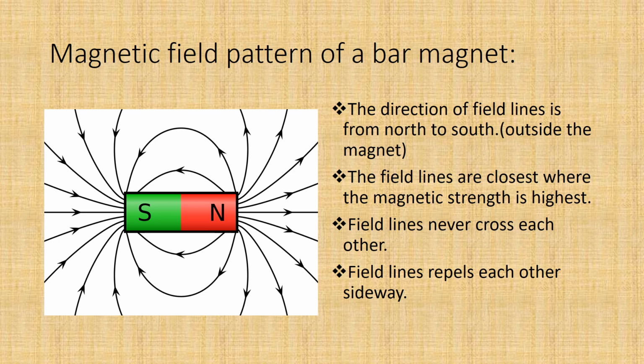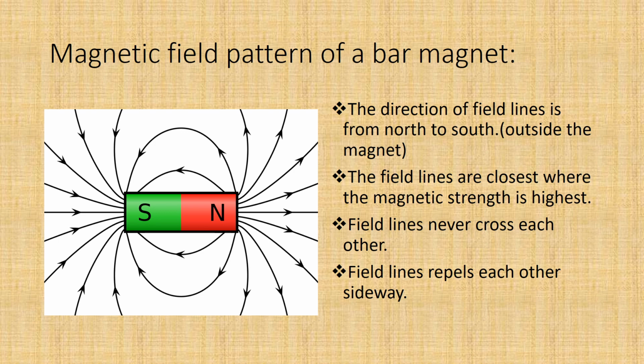So, what are the characteristics of magnetic field lines? Some of them is that the magnetic field lines never cross each other. They are closest where the field is strong, and they repel each other sideways. They always come from north and go to south.